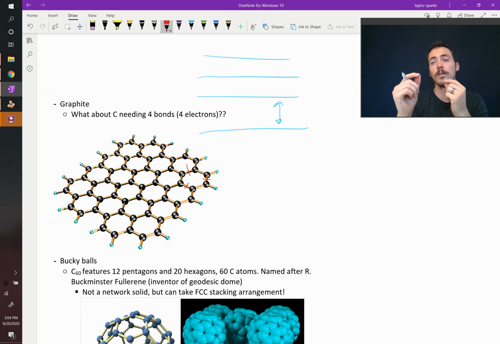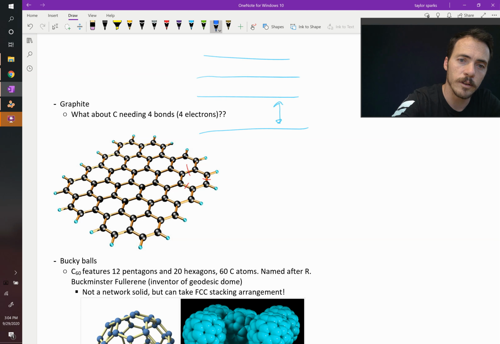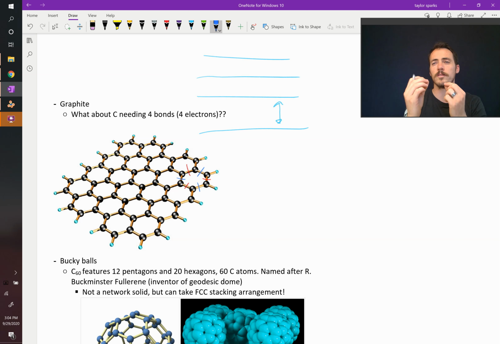Those are alternating. We call this a resonance structure, where the bonds are flipping back and forth. It could just as easily be, if I do it in a different color, this one, that one, and that one, right? And so it alternates between those. That's called a resonance structure. It shares double bonds, and that's how it gets, on average, 4 bonds, okay?